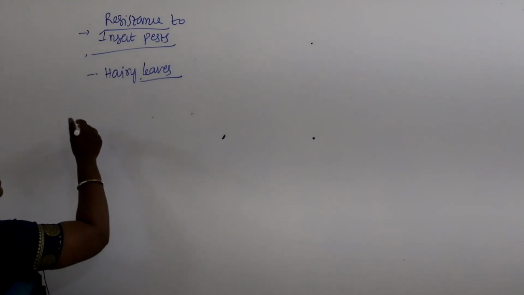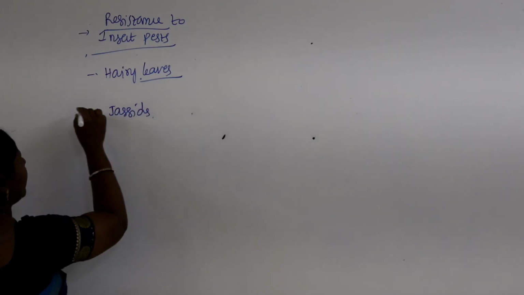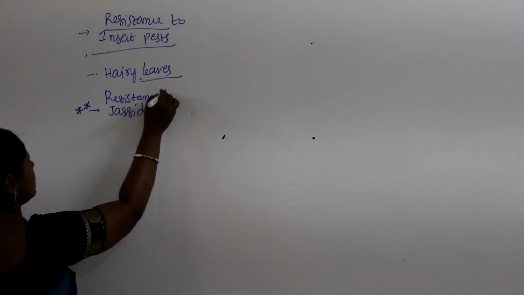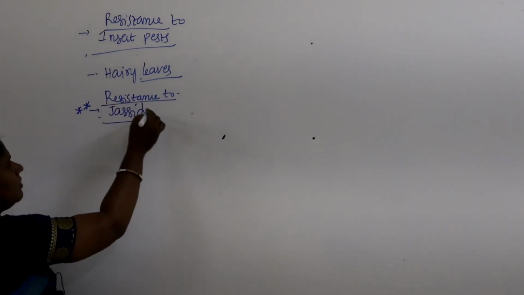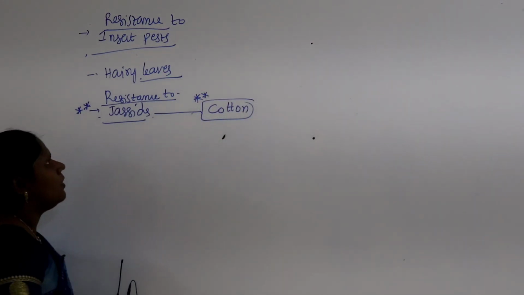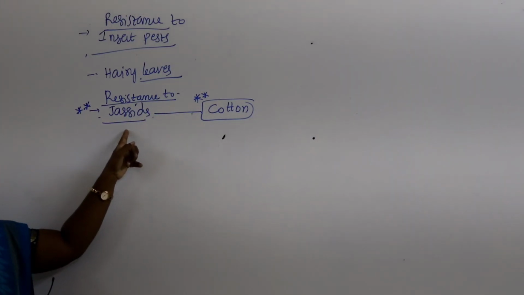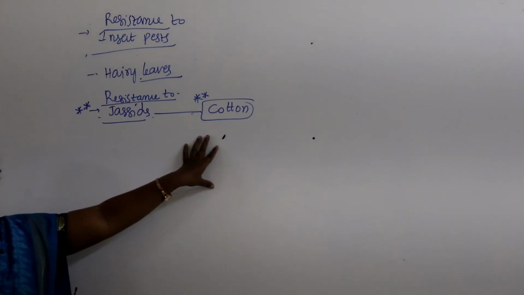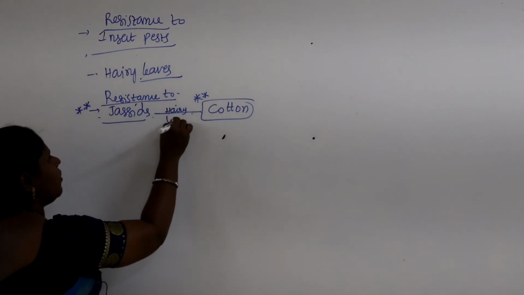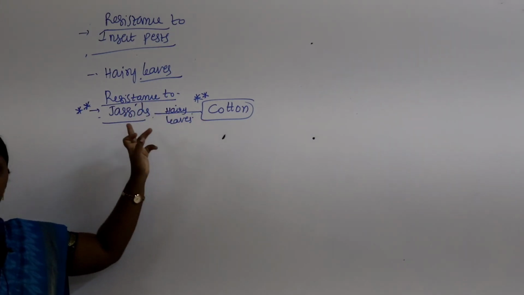So here, apart from this, now if you look at here, we can say that jassids. So I'll write the complete point. Point is very, very important. Resistance to jassids. And where you find such kind of character? Cotton. Cotton shows resistance to jassids. Okay. So here this particular cotton, because of the hairy leaves, I'll write here again hairy leaves. Some of the cotton varieties, they show hairy leaves and they show resistance to jassids.